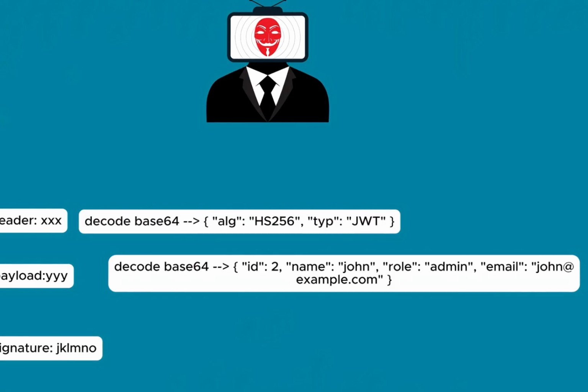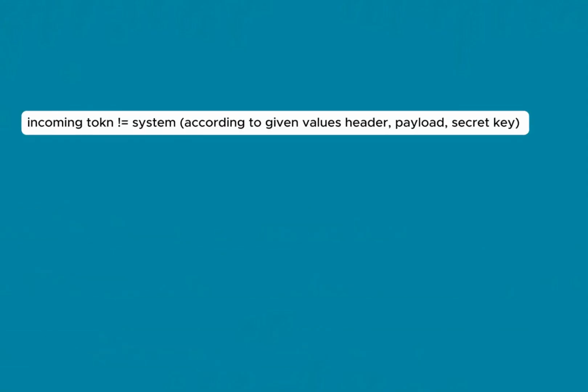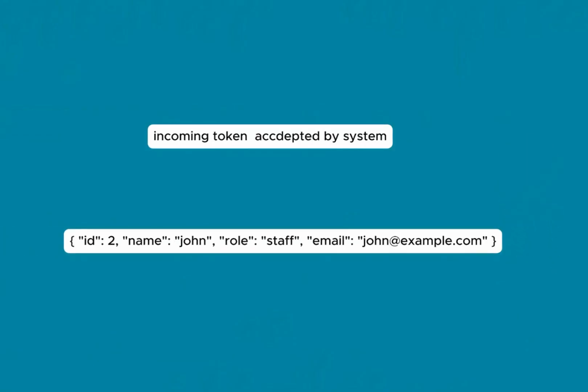When a request arrives, the server recomputes the signature using the header, payload, secret key, and the same algorithm. In other words, the server recomputes the signature back to its original value. If anything was changed, the token in the request will not match with our system. If they match, the token is valid and the payload can be trusted.